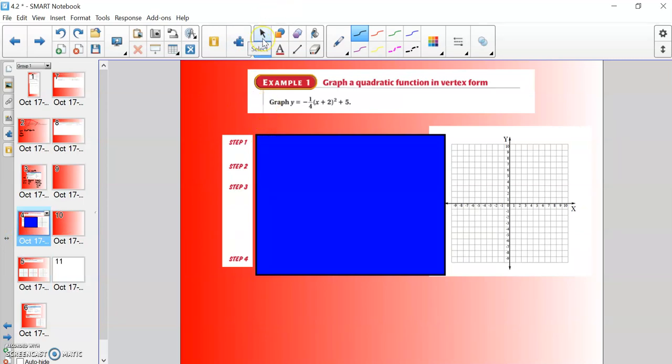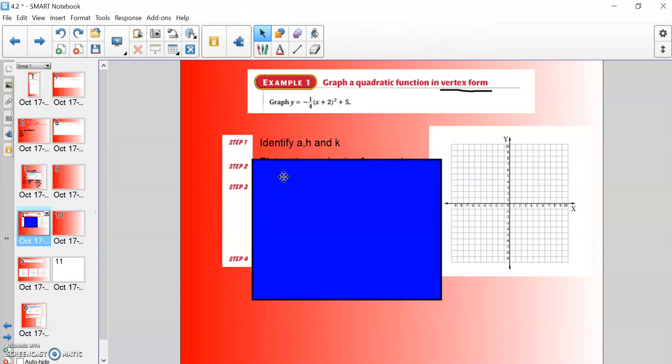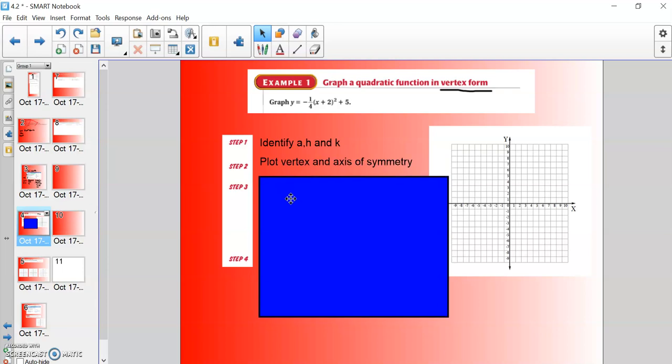So we're going to write out the steps. Again, this is something that I think is very valuable for your notebooks. This will always work for vertex form. We'll write different steps for factored form. For vertex form, first thing you're going to do is identify A, H, and K. All 3 of those variables tell you something. A is whether it opens up or down, H is the axis of symmetry and the x value of the vertex, and K is the y value. So we'll identify those every time.